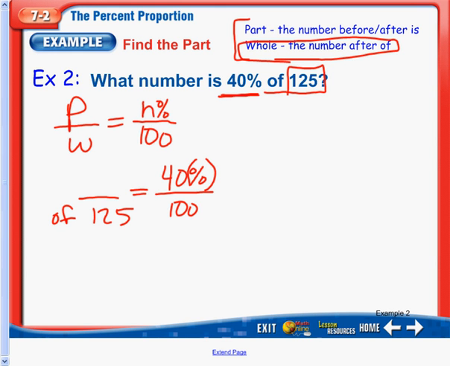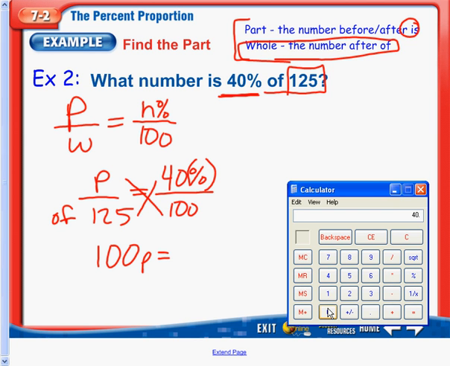And then we are looking for P, our part. What number is, tells us, again here, number is going to be the part. So now we are on to cross multiplying and dividing. Again, we want our variable first, so 100 times P will give us 100P is equal to 125 times 40.